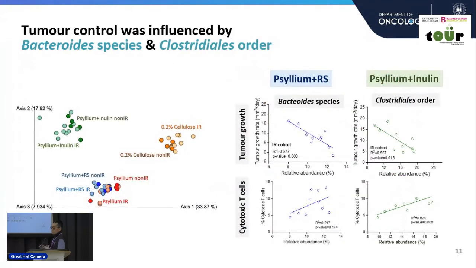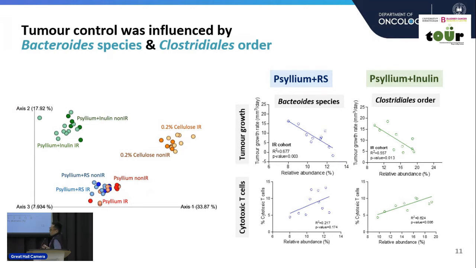To study whether the tumor response was affected by the gut microbiota, I also analyzed the gut microbiota. Again, we can see the gut microbiota within each dietary group cluster with each other and are rather different from the others, which means that we modified the gut microbiota again.